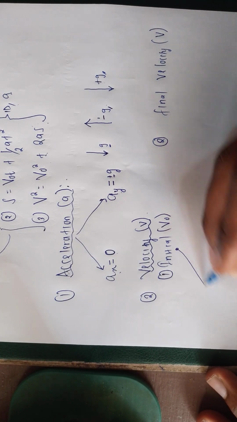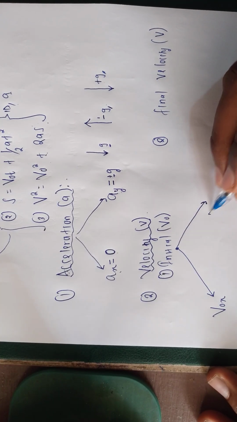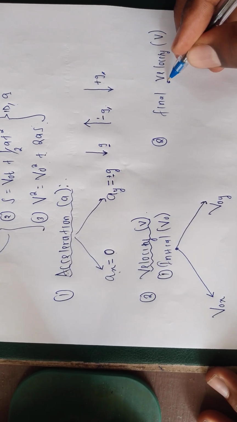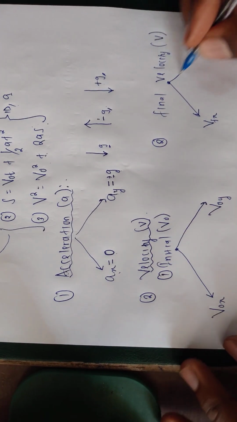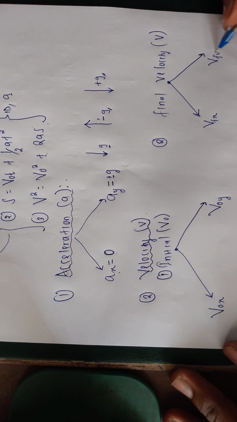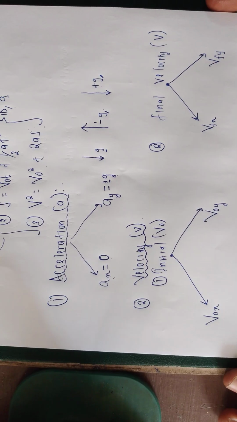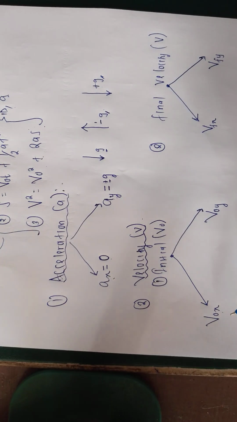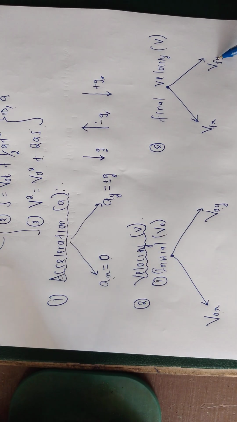So for the initial velocity, you're supposed to find the initial velocity in the x, and you're also supposed to find the initial velocity in the y. Same applies to the final velocity. You're supposed to find the final velocity in the x, and also the final velocity in the y axis. Okay, so we were looking at vectors. We know how to find the x component. We also know how to find the y component.